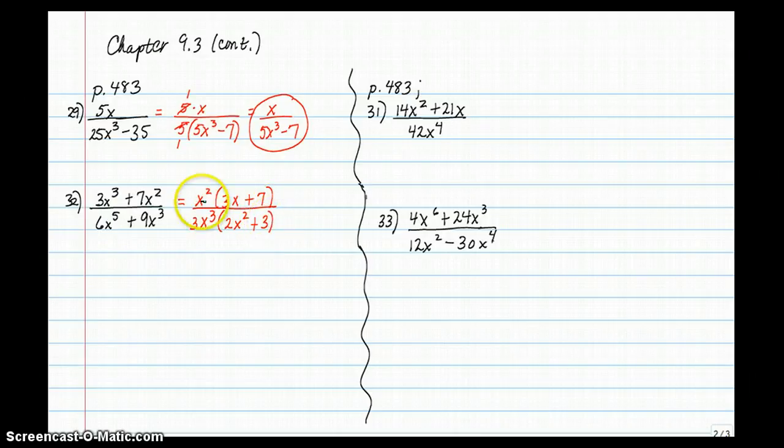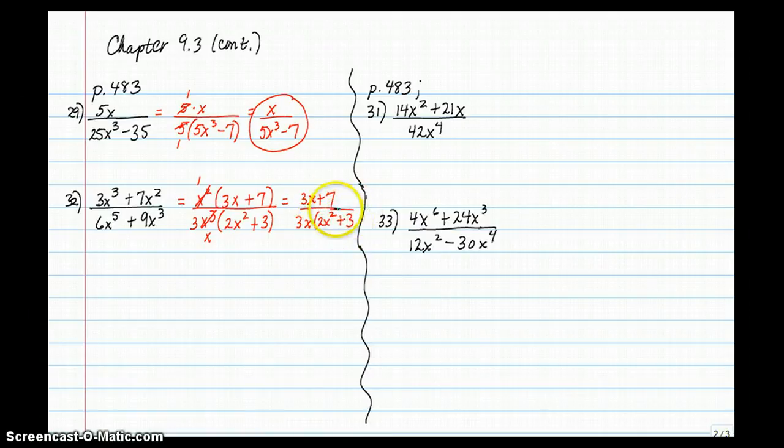Now, I've got x to the second, x to the third. That means I'm left with just an x. This is 1, and I'm left with x in the denominator. So I have 1 times 3x plus 7, so I'm left with 3x plus 7. I no longer need the parentheses. Then I have 3x, 3 times x is 3x, times 2x squared plus 3.